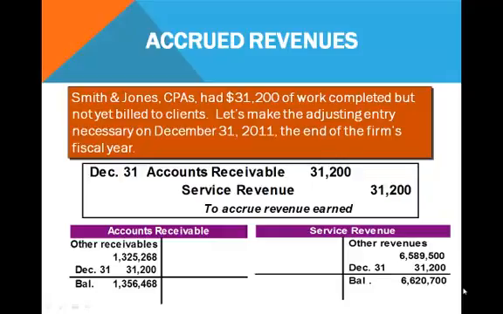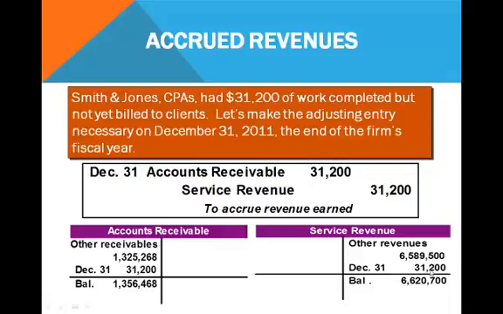In adjusting entries to record accrued revenue, we will always debit or increase an asset account. Usually it's some kind of receivable, in this case accounts receivable, and credit or increase a revenue account. In this case it's service revenue. Look at our example. Smith & Jones CPAs have completed work amounting to $31,200 at the end of the year. But they haven't yet billed this amount to those specific clients. Let's look at the necessary adjusting entry.